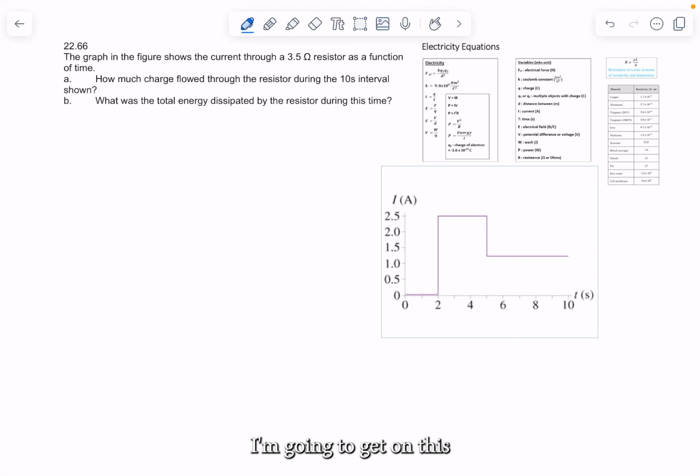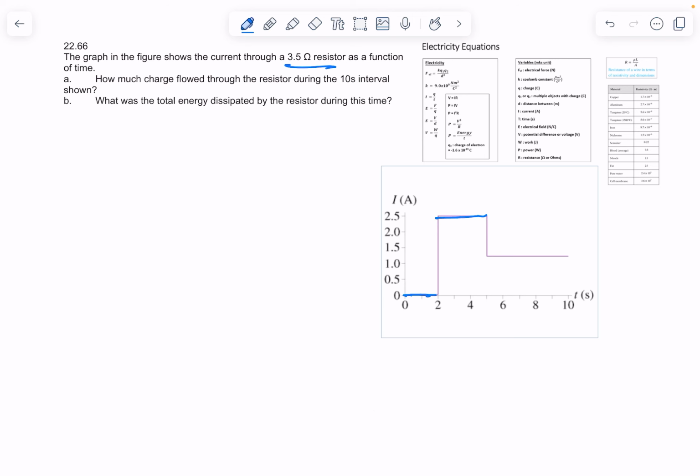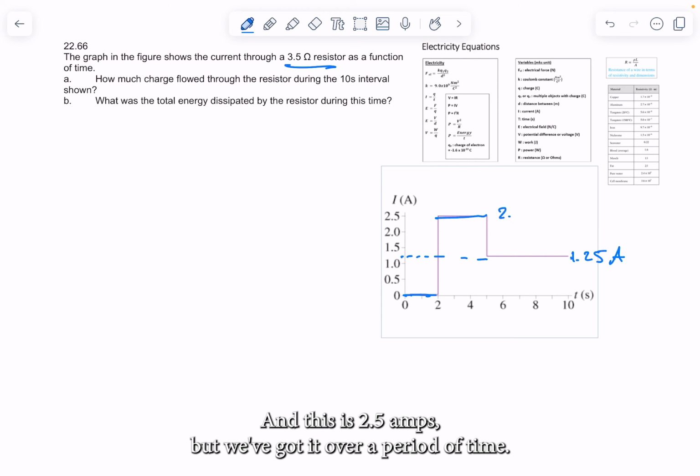Going to get on this set of questions, but it's a good one. We've got a graph that shows a current through a 3.5 ohm resistor as a function of time. At first there's no current, and then we have 2.5 amps. It's hard to see, but this is 1.25 amps, and this is 2.5 amps. But we've got it over a period of time.